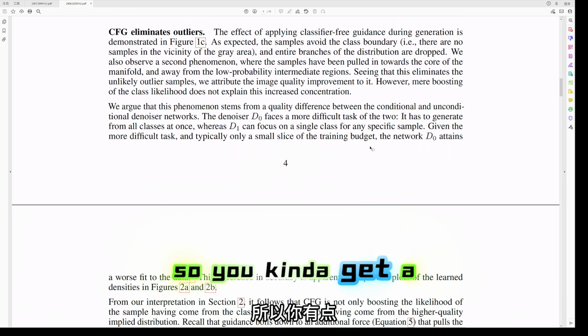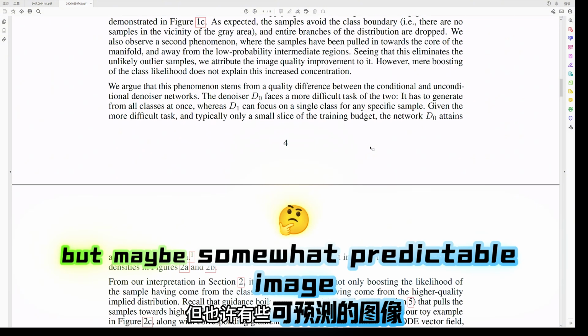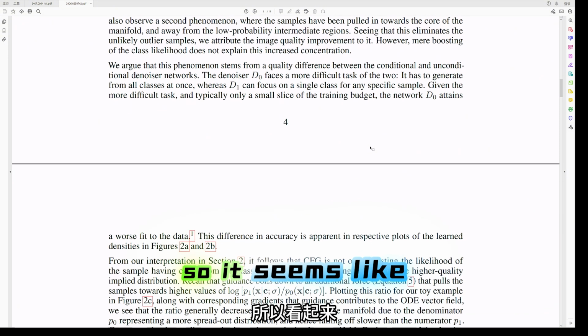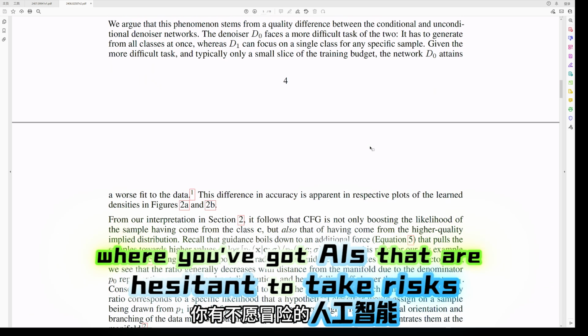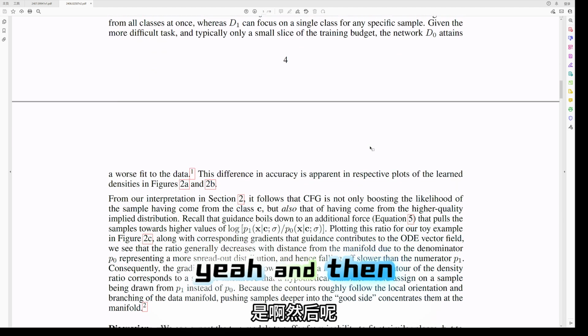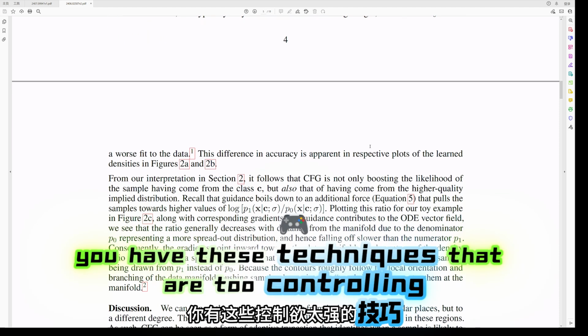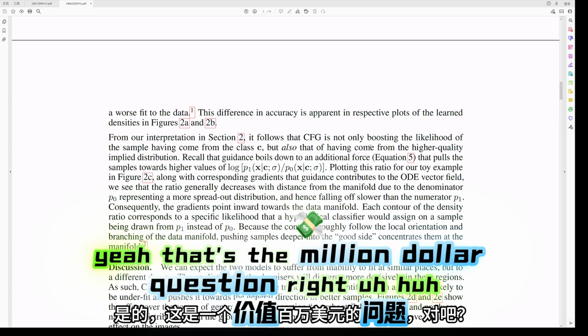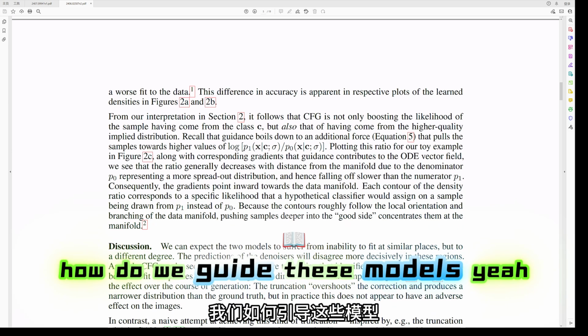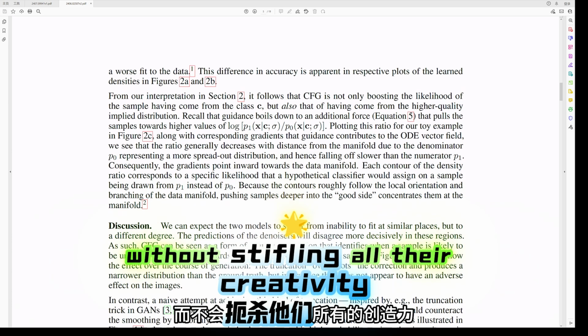So you kind of get a perfectly executed but maybe somewhat predictable image. It seems like we're stuck between a rock and a hard place, where you've got AIs that are hesitant to take risks, and then you have these techniques that are too controlling. So where do we go from here? That's the million-dollar question. How do we guide these models without stifling all their creativity?